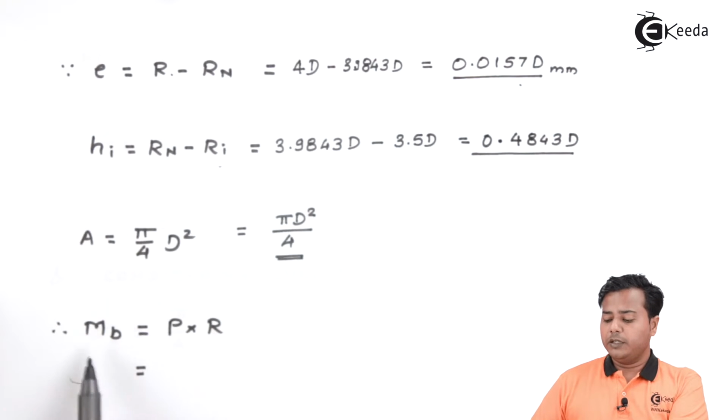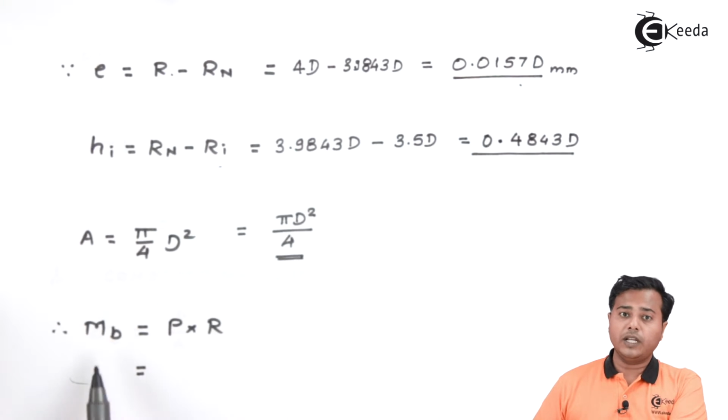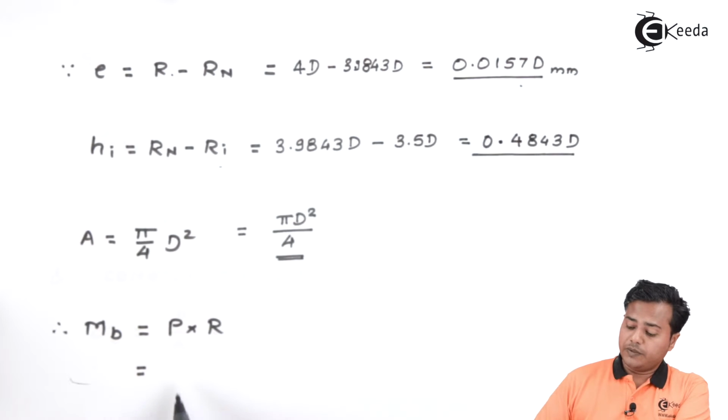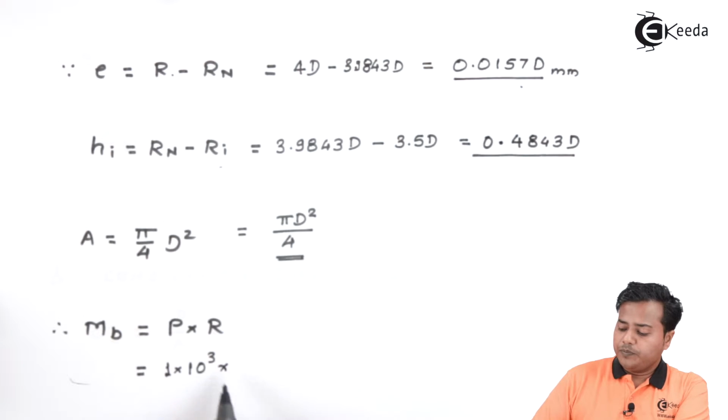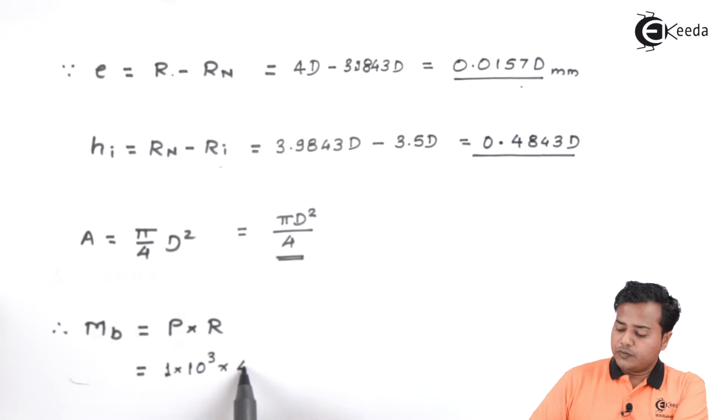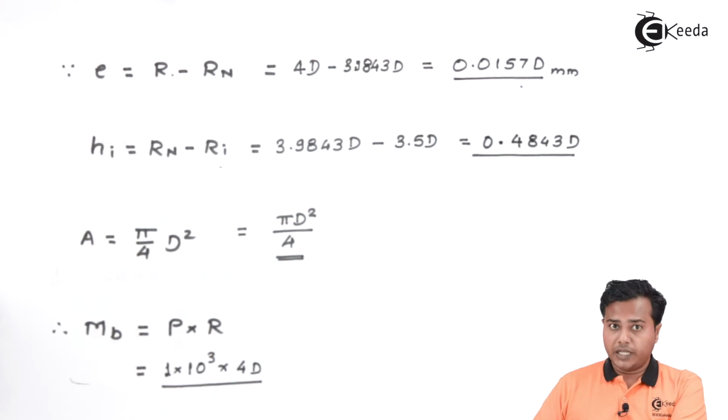Now we know that the bending stress may occur, and for that the bending moment is required. We know that the bending moment will be given by the force value into the radius. The force value that has been given is 1 kilonewton, that sums up to 1 into 10 raised to 3 into radius R. So radius R here is 4 times diameter D. So this is the bending moment that we have obtained.